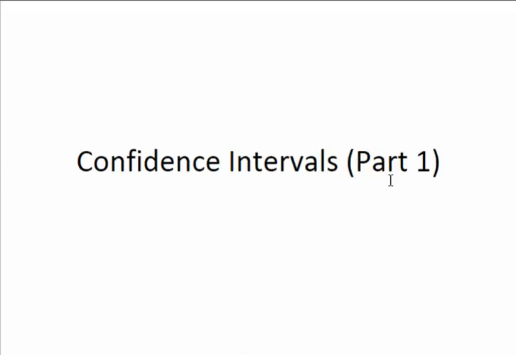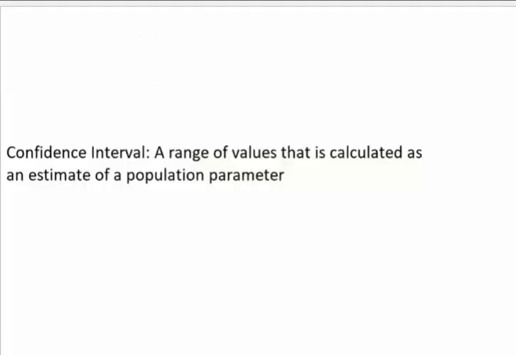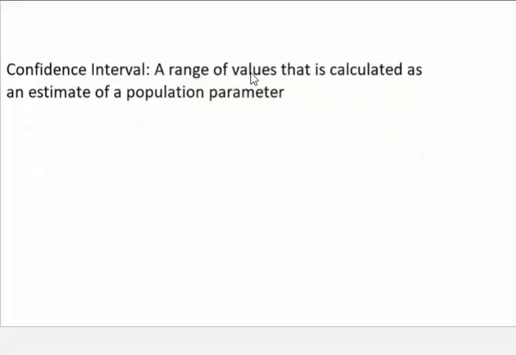So what is a confidence interval? A confidence interval is a range of values that's calculated as an estimate of a population parameter. And I know this definition sounds pretty technical, so let's try to break down some of the vocabulary. A population parameter is basically a population statistic. It's a statistic that describes an entire population. So the mean age of the Bay Area is a population parameter. The mean GPA of US college students is another population parameter. A population mean, a population median, or a population standard deviation are all examples of population parameters.